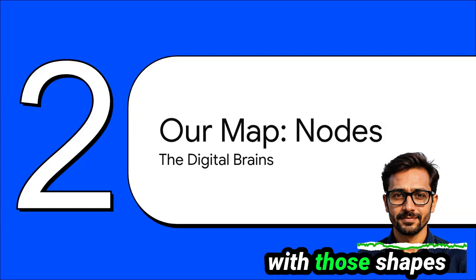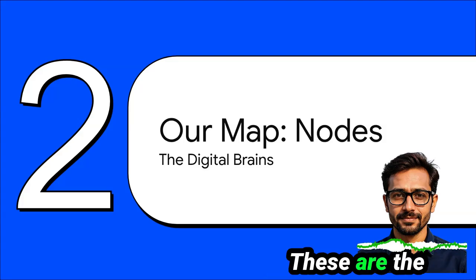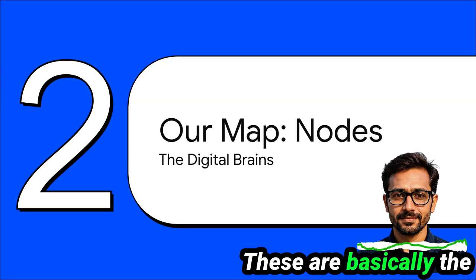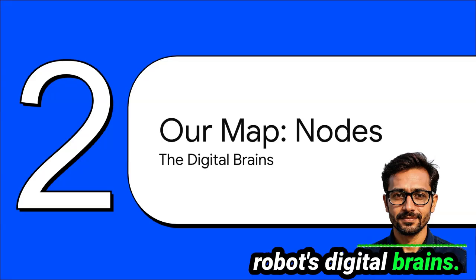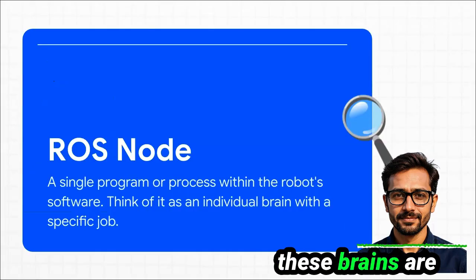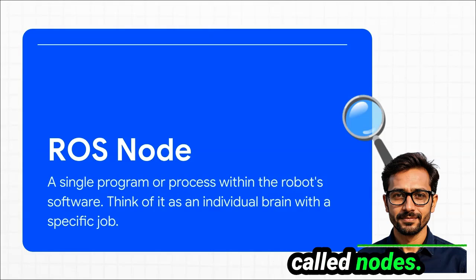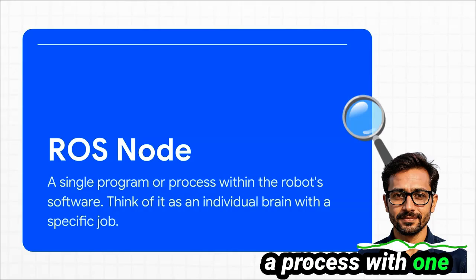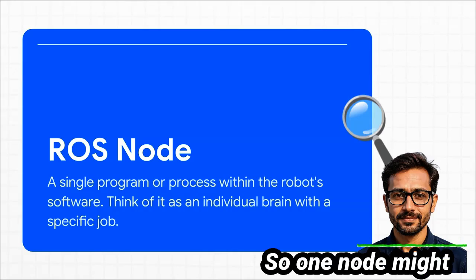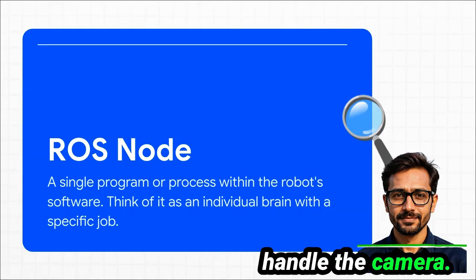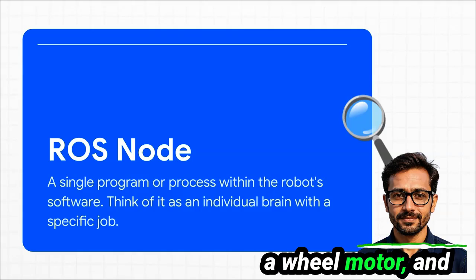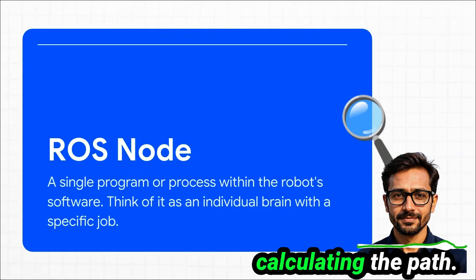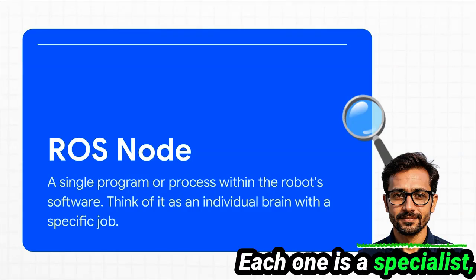We're going to start with those shapes at either end. These are the fundamental building blocks of any ROS2 system. These are basically the robot's digital brains. Now, in ROS lingo, these brains are called nodes. A node is really just a single program, a process with one very specific job. So one node might handle the camera, another one controls a wheel motor, and maybe a third is busy calculating the path. Each one is a specialist.